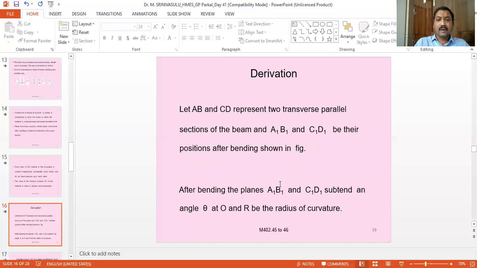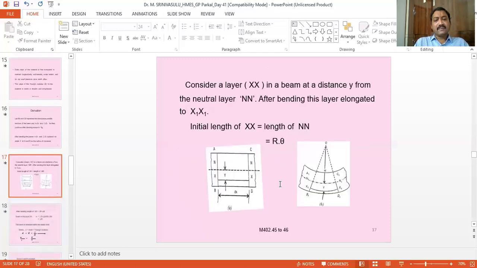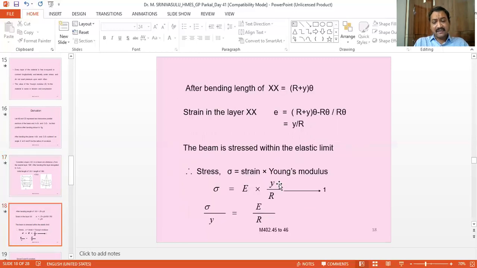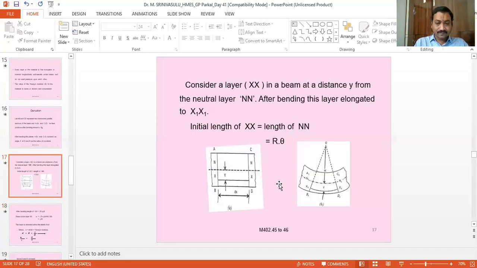And next, we will take the derivation of this bending equation. To have the derivation, first of all we should draw the cross section of the beam, and we have to consider the cross section of the beam, then accordingly we have to proceed.